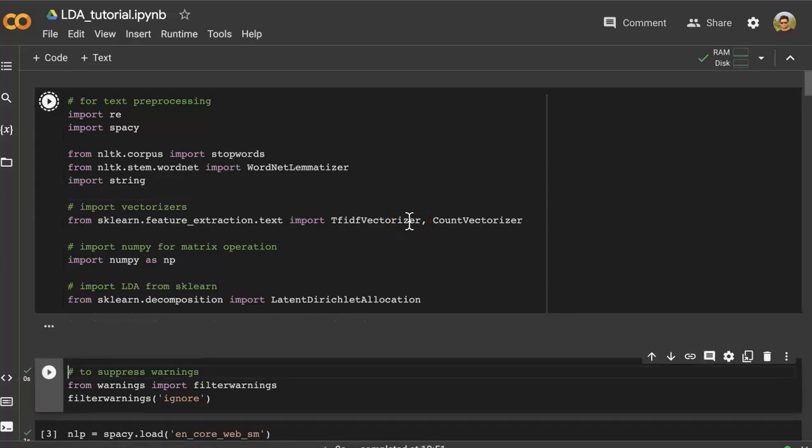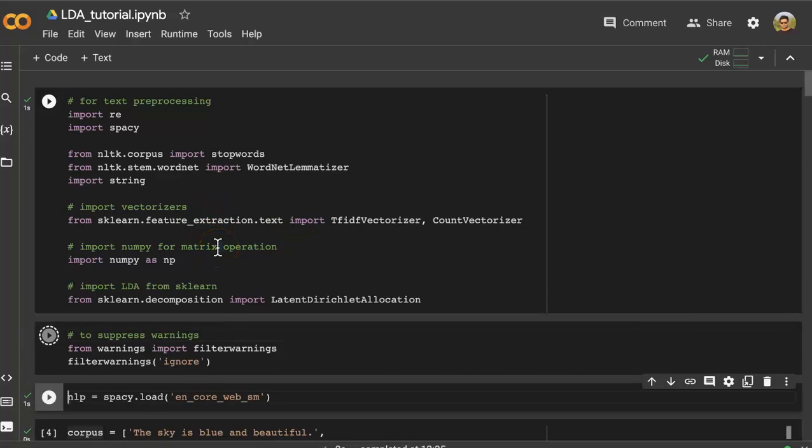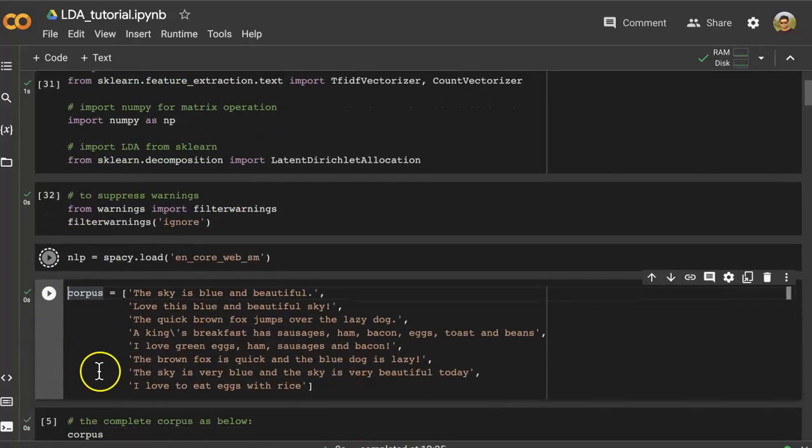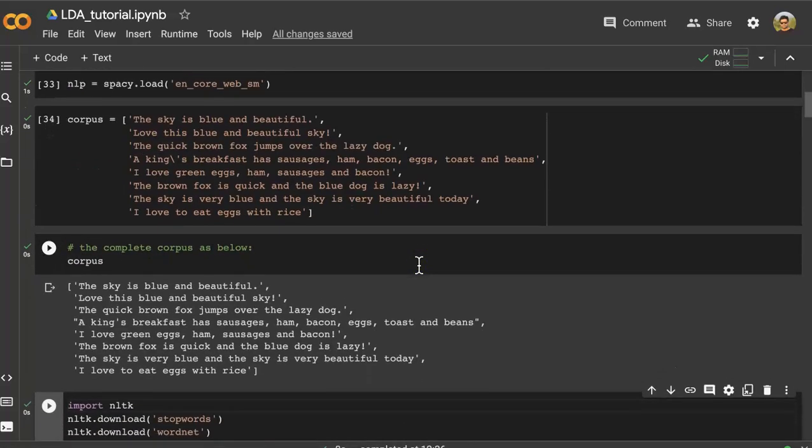So what is this thing? At the beginning you will need to import all these things. If you are familiar with Python, you know you need to import all these different libraries. Now the main part starts from here. So suppose this is our corpus. In our corpus there are 8 documents. For the sake of understanding, think of each sentence as a document. So there are 8 documents, and we need to classify the topics for each of these documents.